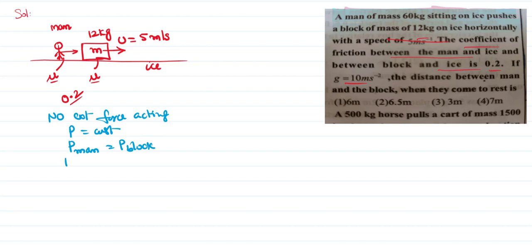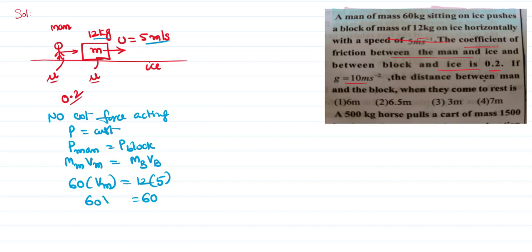What's the momentum of the man? Mass of the man into velocity of the man. Of course, they move in opposite direction. Mass of the block and velocity of the block. Mass of the man is given to you as 60 kilogram. Velocity of the man we don't know. Mass of the block is given as 12 kilogram. Velocity given to that at that instant is 5 meter per second. So 12 into 5 is 60 equal to 60 into velocity of the man. That implies velocity of the man is 1 meter per second.